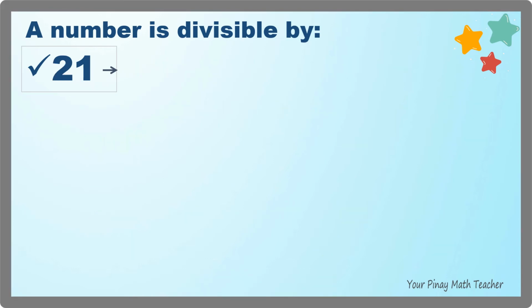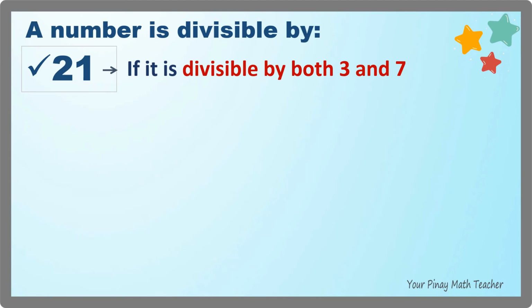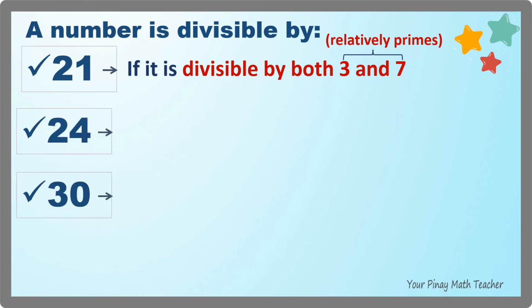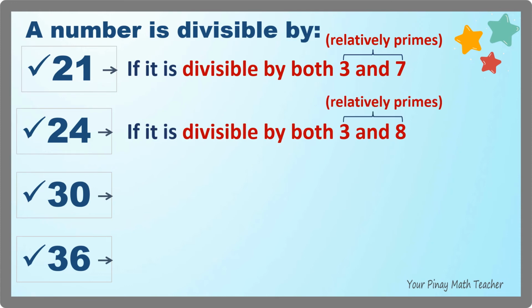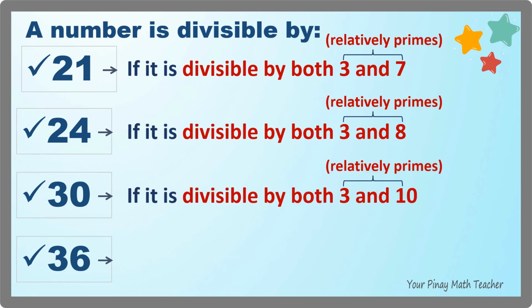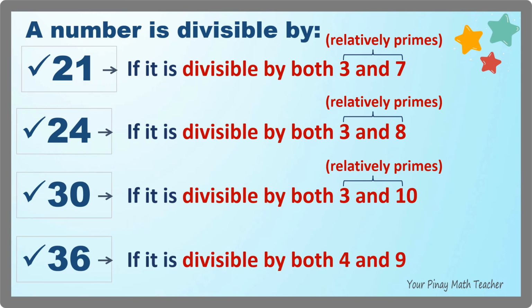Can you figure out the divisibility rule for 21? Yes, a number is divisible by 21 if it is divisible by both 3 and 7, which are also relatively prime. How about 24, 30, 36? A number is divisible by 24 if it is divisible by both 3 and 8, which are also relatively prime. By 30 if it is divisible by both 3 and 10. By 36 if it is divisible by both 4 and 9. With these examples, I'm pretty sure that you can now figure out the divisibility rules for other composite numbers.